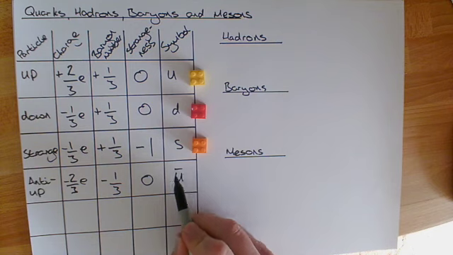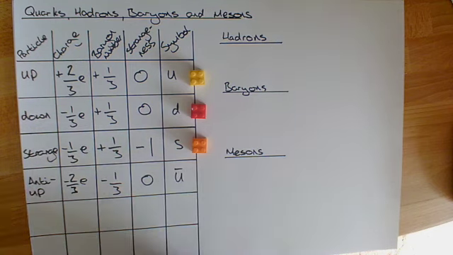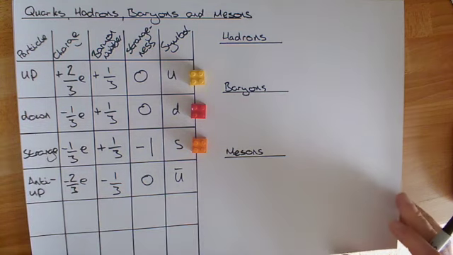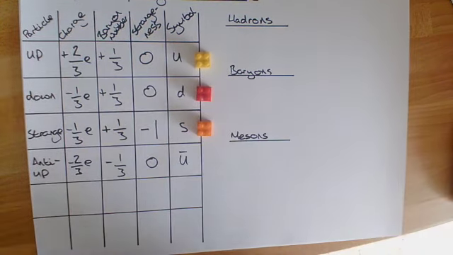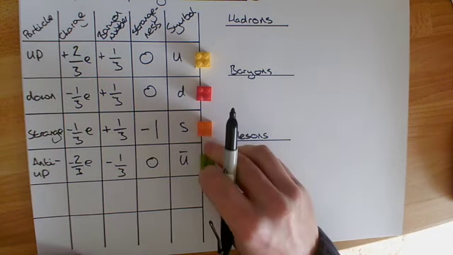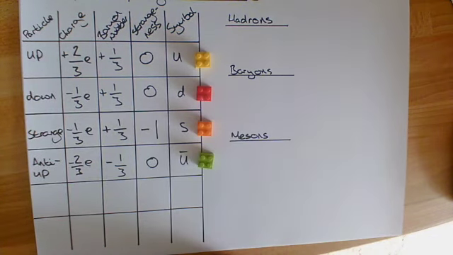Any antiquark, or any antiparticle in fact, is represented with that bar at the top. For the benefit of my little Lego model, I'm going to use the lime green Lego bricks to represent that.